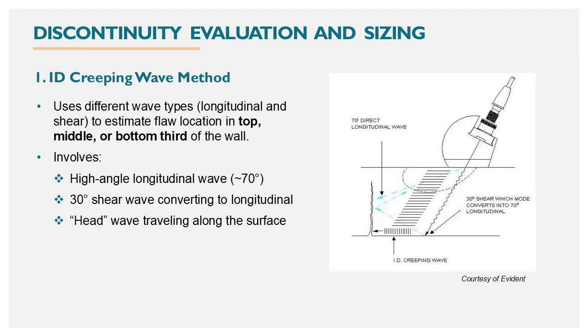There are 5 discontinuity evaluation and sizing methods commonly used. Number 1 of discontinuity evaluation and sizing is ID creeping wave method. It uses different wave types, longitudinal and shear, to estimate flaw location in top, middle, or bottom third of the wall. ID creeping wave method involves high-angle longitudinal wave up to 70 degrees, 30 degrees shear wave converting to longitudinal, and head wave traveling along the surface.